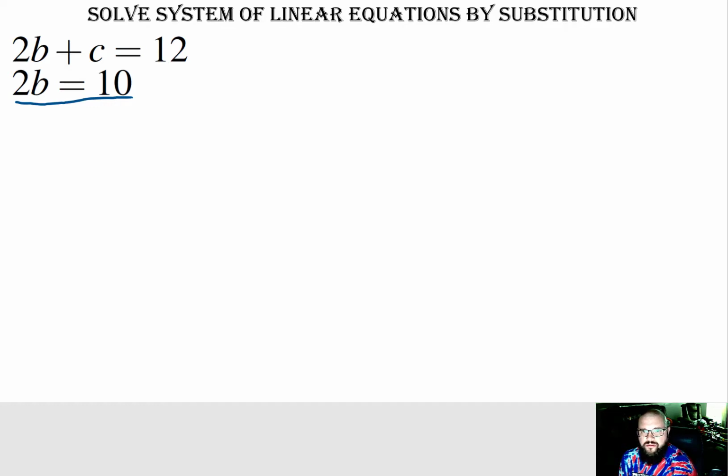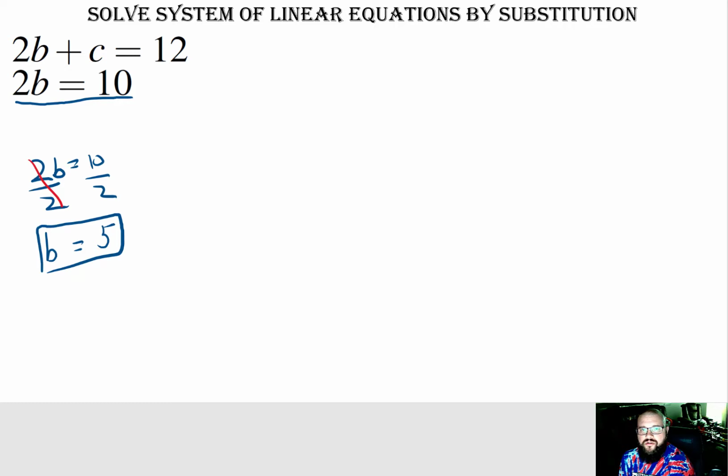To do that, we take 2b equals 10 and divide by 2 on both sides. The 2 goes away, and we're left with b, and 10 divided by 2 gives you 5. So now we have our b value: b equals 5. We know one value is 5 at least.